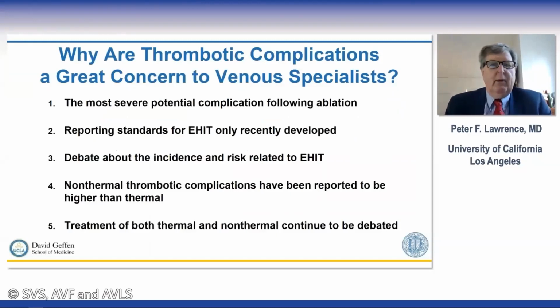So why are these thrombotic complications of real concern to most of us who do venous procedures? Primarily it's because this is the most important, most severe potential complication following ablation. There can be peripheral sensory nerve injuries and other complications that you've heard about and will hear about, but this is the one that potentially could lead to something like DVT or pulmonary embolism. In addition, it's been only a little over 2 years, almost 3 years, since a classification system of reporting standards was published for EHIT, and we'll talk about that briefly.